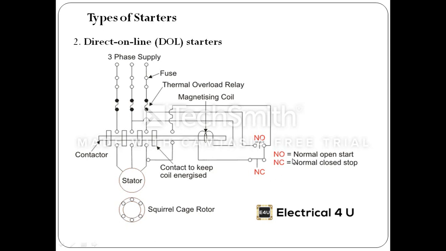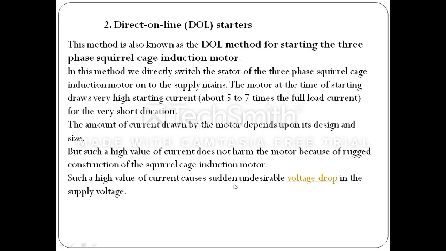NO means normally open, which is used for starting purposes, and NC, normally closed, is used for stop purposes. And there is a squirrel cage rotor placed in the figure. Now this method is also known as the DOL method for starting a three-phase squirrel cage induction motor.